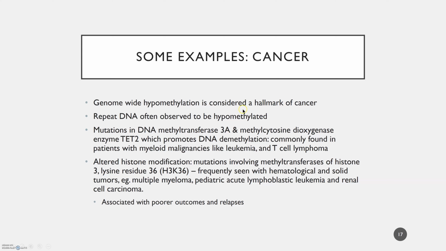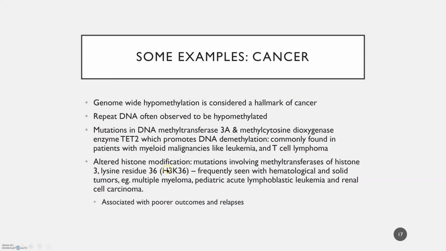Genome-wide hypomethylation is considered a hallmark of cancer. In particular, repeat DNA is often observed to be hypomethylated in cancer. Mutations in DNA methyltransferase 3A, as well as the methylcytosine dioxygenase enzyme TET2, which promotes DNA demethylation, are commonly found in patients with myeloid malignancies like leukemia and T-cell lymphoma.